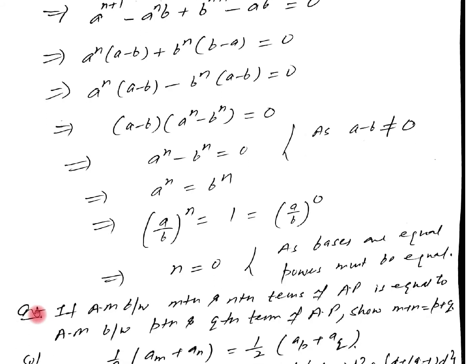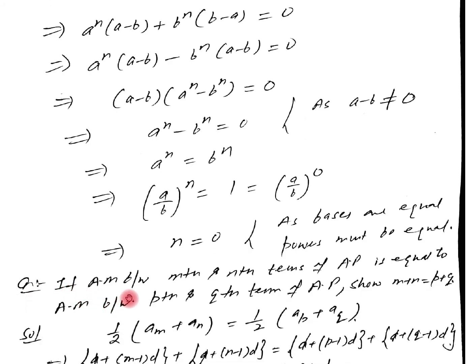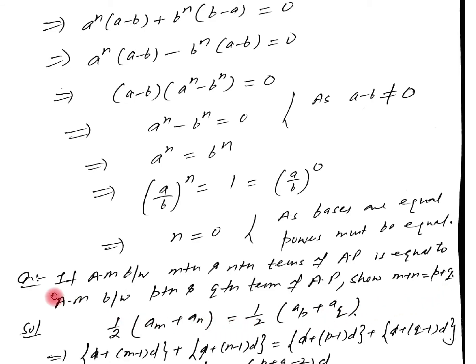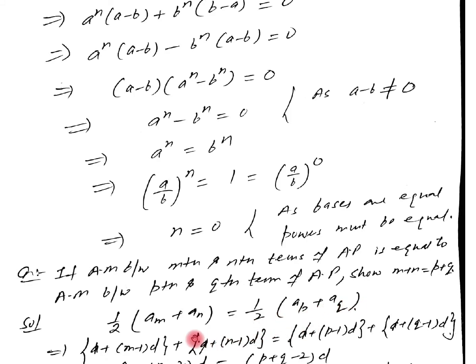Now see the next question. If the arithmetic mean between mth and nth term of an AP is equal to the arithmetic mean between pth and qth term of the AP, show that m plus n equal to p plus q. Now as it is given in the question, the arithmetic mean of this and this term means 1 by 2 (am plus an) equal to arithmetic mean of what? AP and AQ. It means 1 by 2 (AP plus AQ) by definition of arithmetic mean.